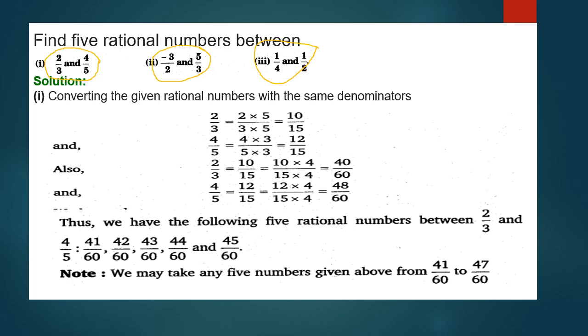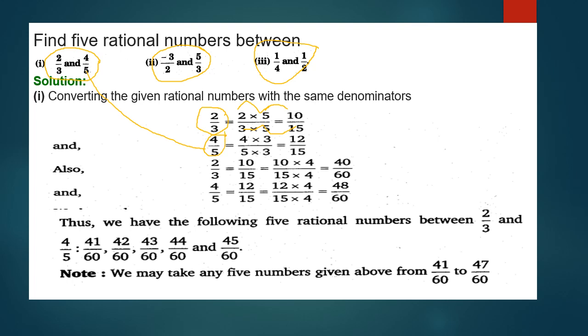First let us take the first problem. The first rational number of the first problem is 2 by 3. Let us multiply both numerator and denominator with 5. 2 fives are 10 and 3 fives are 15. Next let us take the second one, the second rational number, 4 by 5.